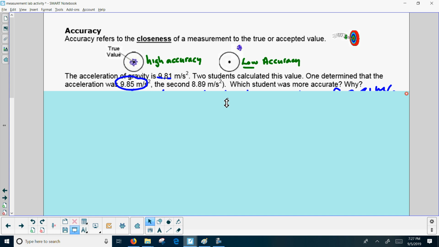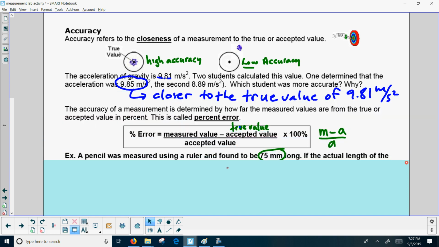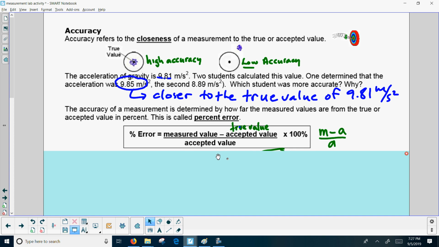So usually we use percentages. We use this particular formula. To determine the accuracy, you want to figure out what the percent error is. How far off are you from the true value? So you use this formula, the MA equation. You find the difference between the measured and accepted value, the true value. Then you take that and divide it by the accepted value, and you end up with a percentage.